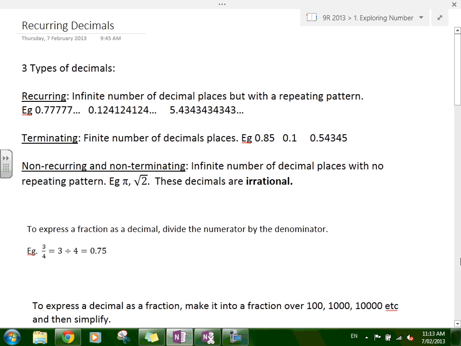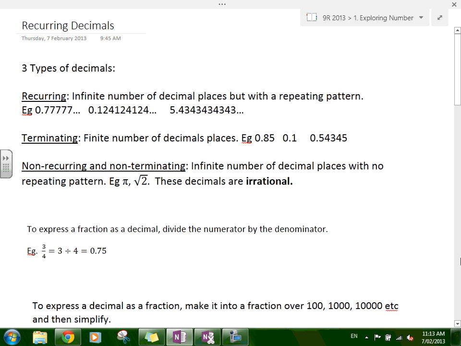Okay, so we're talking about recurring decimals. There are three types of decimals. You can have recurring decimals. Recurring decimals repeat a pattern. There's an infinite number of decimal places. The decimal places never end, but there's a pattern.